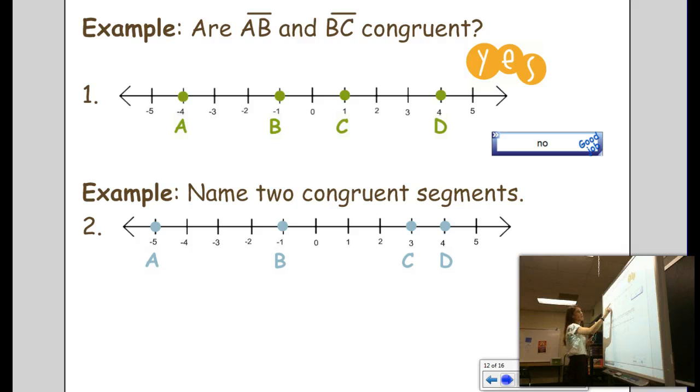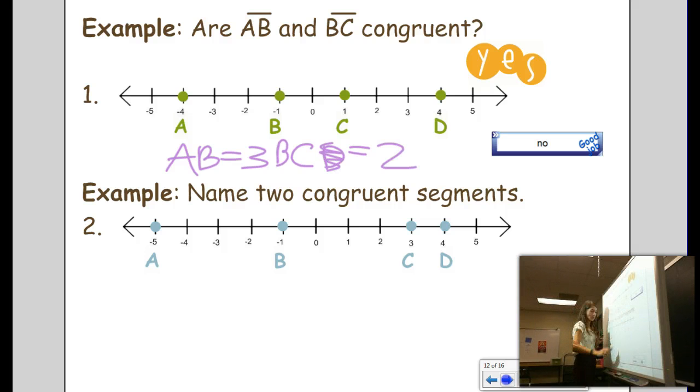So just count. 1, 2, 3. Okay. So AB is 3. And what about CD, Jose? Oh, see. Oh, BC. See, oh, my bad. Because those are congruent. Okay. BC is, like you said, 2. Those are not equal. All right, ready for you, Elijah?